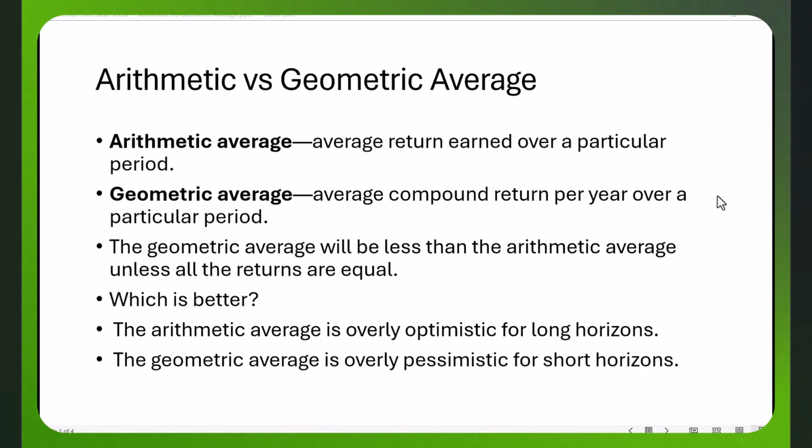The arithmetic average is just the average return earned over a particular period, and it is calculated the way you normally calculate averages. The geometric average is an average compound return per year over a particular period. It turns out that the geometric average will be less than the arithmetic average unless all the returns are equal. So which is better? Well, the arithmetic average is overly optimistic for long horizons, while the geometric average is overly pessimistic for short horizons.